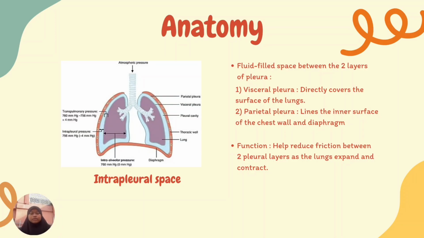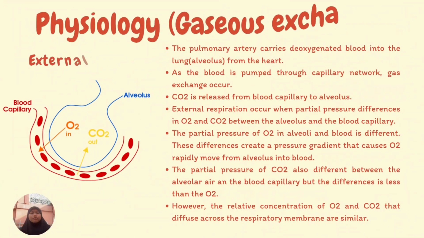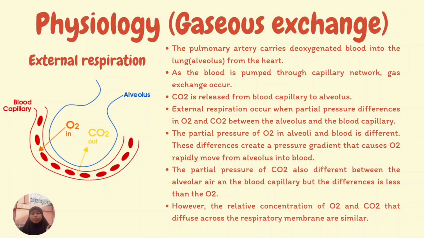Our intrapleural space has fluid called pleural fluid, which helps to reduce the friction between the two pleural layers as the lung expands and contracts. Now, let's move on to the important event that occurs in our respiratory system, which is gas exchange. It consists of two types, external and internal.